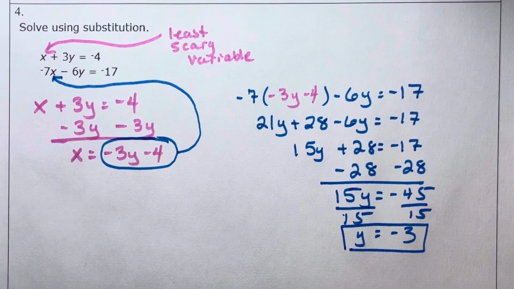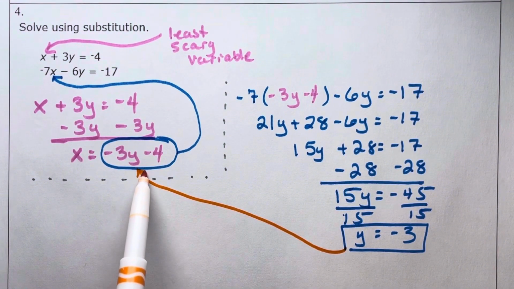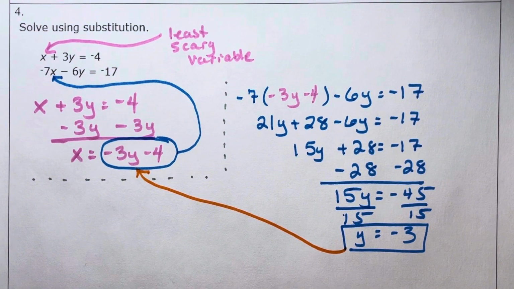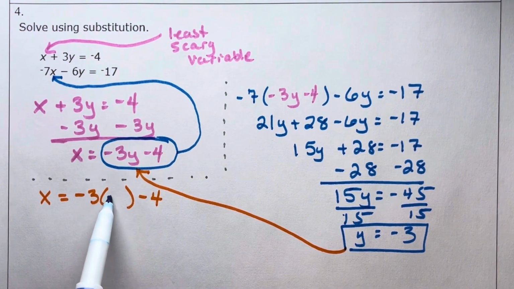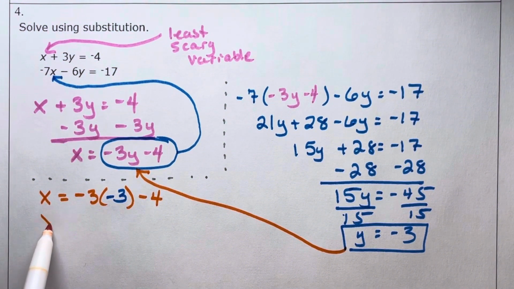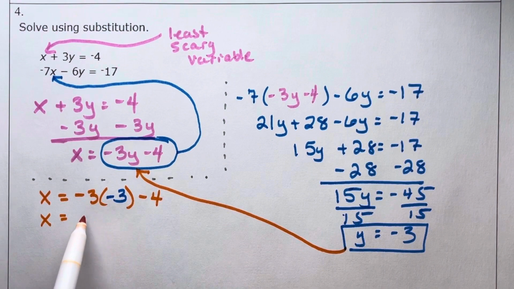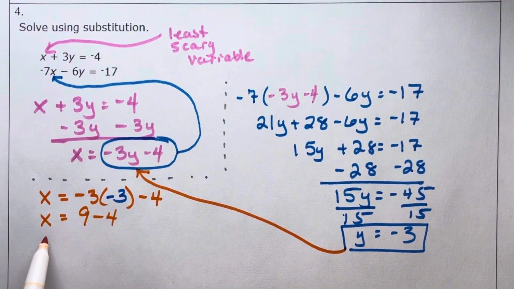Excellent. Truthfully, that was the hard work. We've done the hard part. Let's go finish this off. Now that we know what y is equal to, -3, we're going to use that by plugging it back into our circled equation so that we can solve for x. Let's see what that looks like. X equals -3 times the y value of -3 minus 4. Solve for x. -3 times -3 is +9, minus 4, x equals +5.